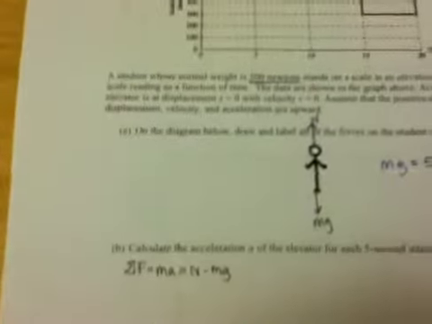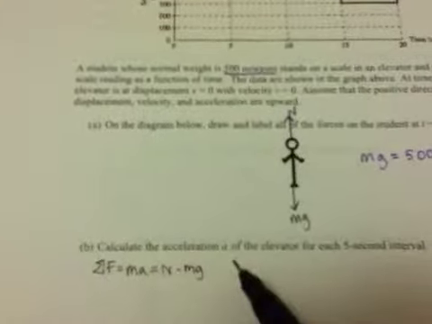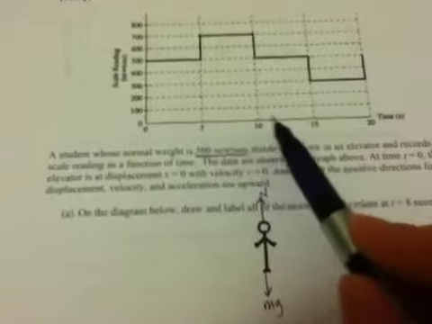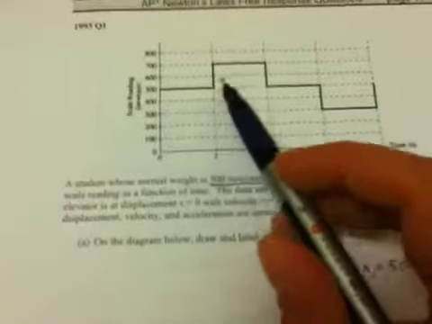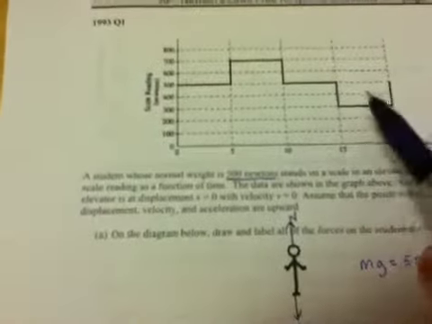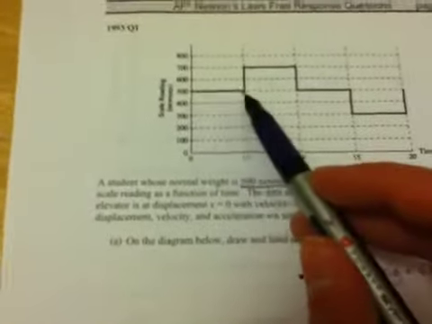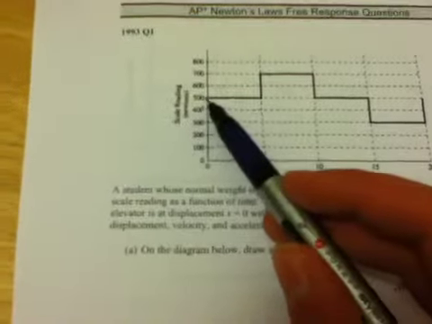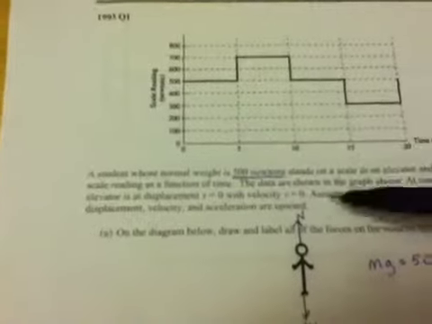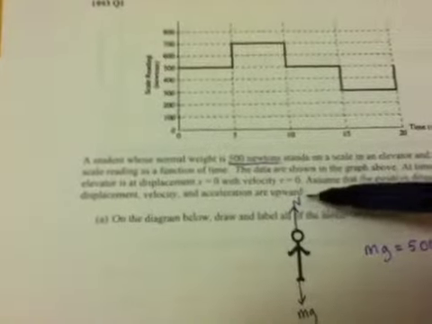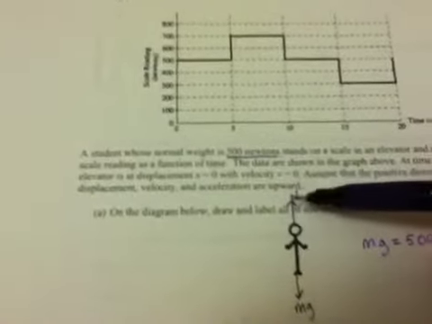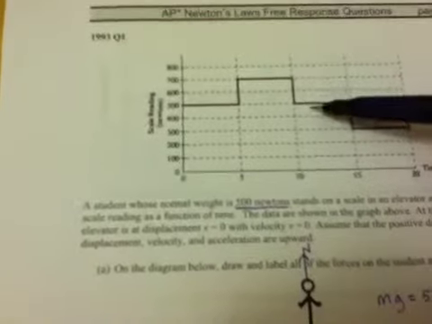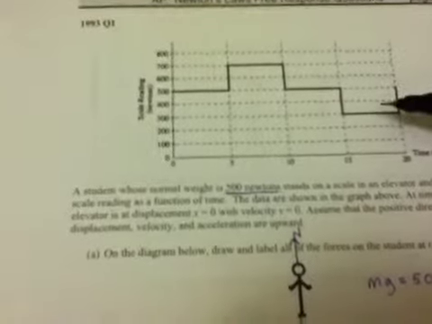All right, so the first thing that it wants us to do is calculate the acceleration A of the elevator for each 5-second interval, and we can see that for each 5 seconds there's a different scale reading. So for this first 5 seconds, we see the scale reading is 500 newtons. Now, the scale reading, you guys, is going to be this normal force right here, because we see that it's changing. It goes from 500 to 700, back to 500, and then down to 300.